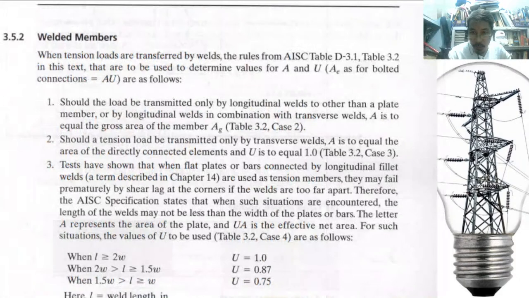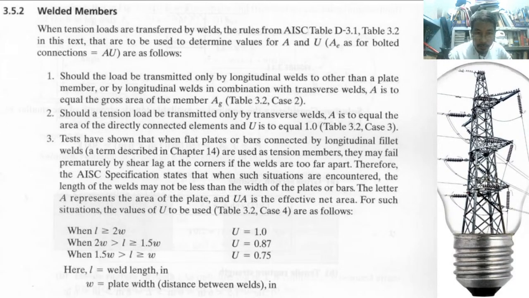So, again, from the text, the lower portion of the text, we have the following, case 4, when L is equal to or greater than 2 times W, where W is the width, and L, as we know it, is the weld length. So if the weld length is equal to or greater than 2 times W, then we can use U is equal to 1. If the weld length is more than 2 times the width, so definitely there is a relationship of W and the length of weld to the welding length.